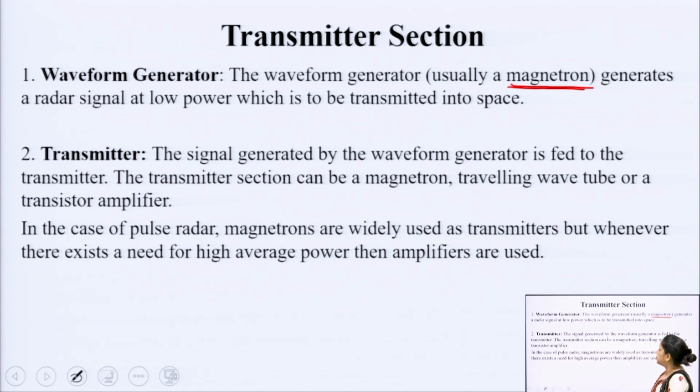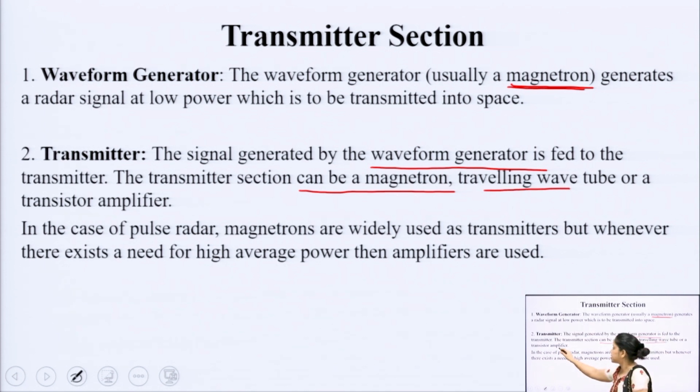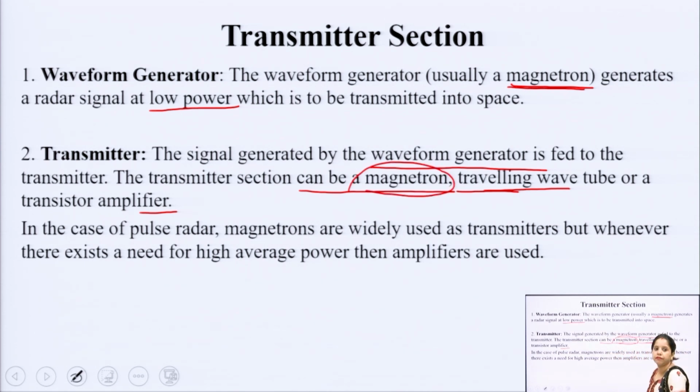Now, the signal generated by the waveform generator is fed into the transmitter, which can be a magnetron, travelling wave tube or a transistor amplifier. You are already aware that a magnetron will generate a very low power. That means it has to be amplified. That is why a travelling wave tube or transistor amplifier is used. A magnetron also works as an amplifier, so the transmitter section consists of the amplifier part of the microwave, which you have already studied.